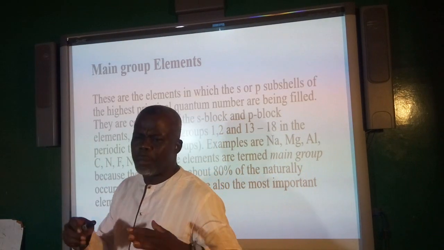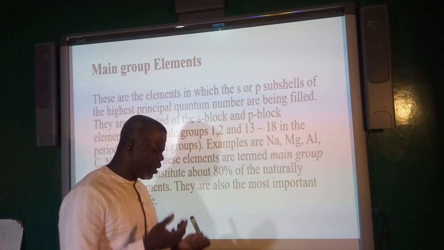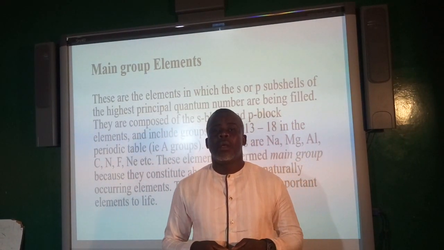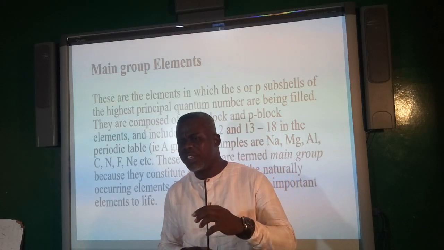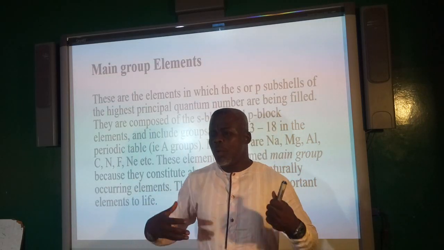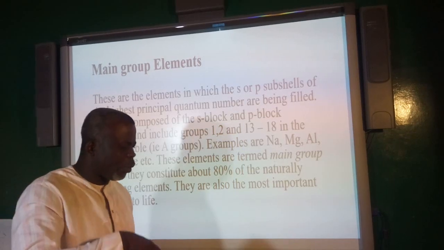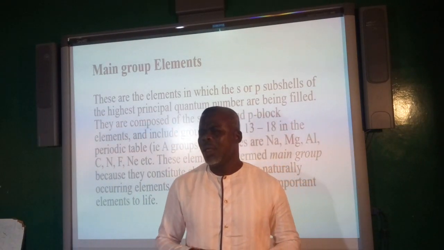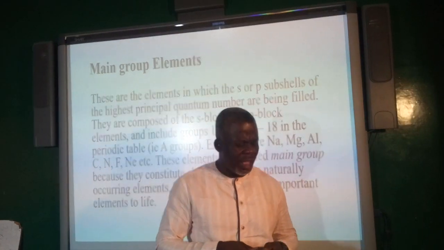Why do we call these groups of elements main group? Why are they termed as main group? If we consider all the elements on the periodic table, these elements form about 80% of them. 80% of the naturally abundant elements are the main group elements. Also, if we consider human beings, the life activities, these elements are the most important ones, and that's why we term them main group elements. And also the chemicals we use are also made up of these elements.